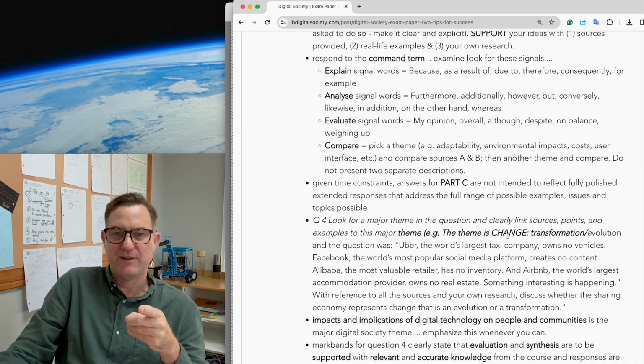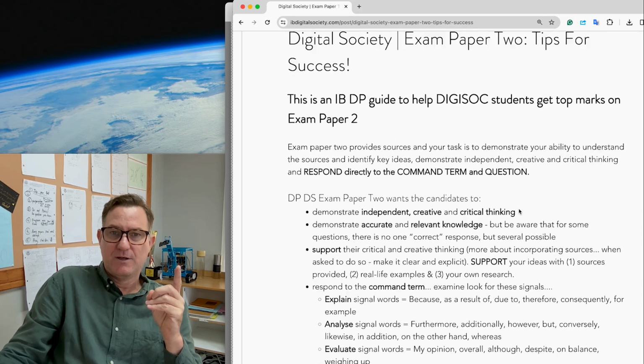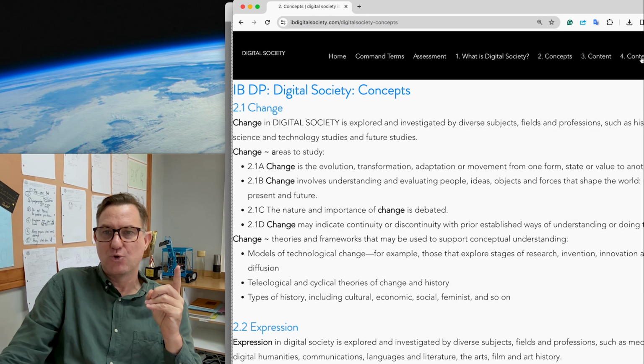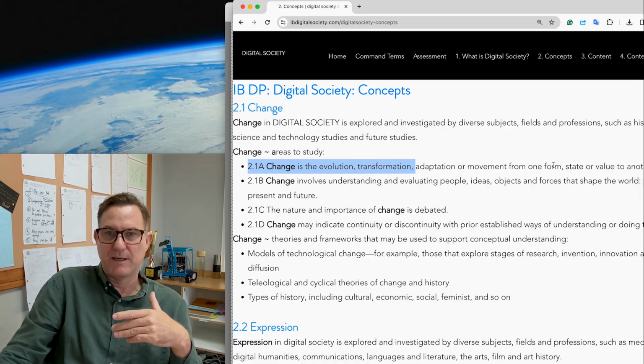So the major theme that they talked about was change, transformation, and evolution. So look for this major theme. Now, the major themes come from, if you go up here, you've got your concepts and your contexts. The first one I've clicked on, change, and you can see here it's all about change. Where does it say something about evolution? Oh, it's the first one. Change is the evolution and transformation, and so on.